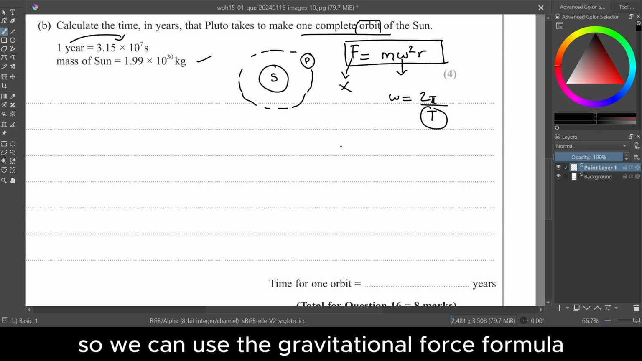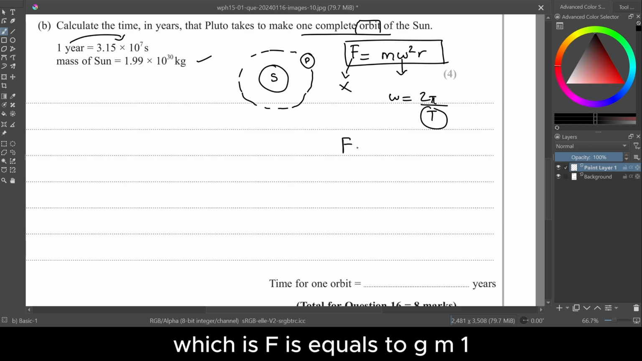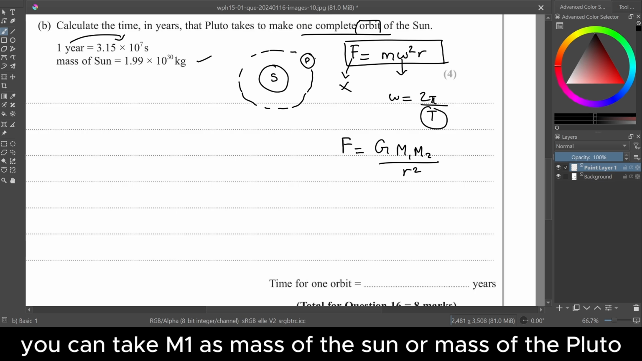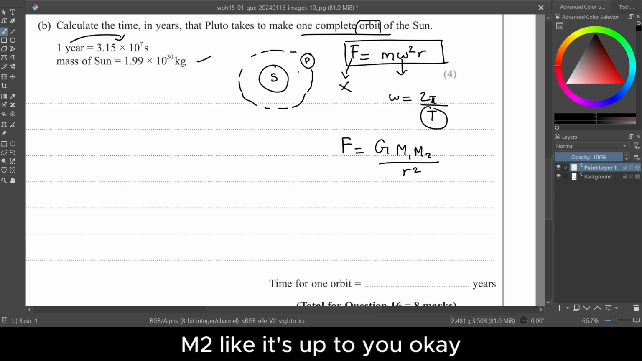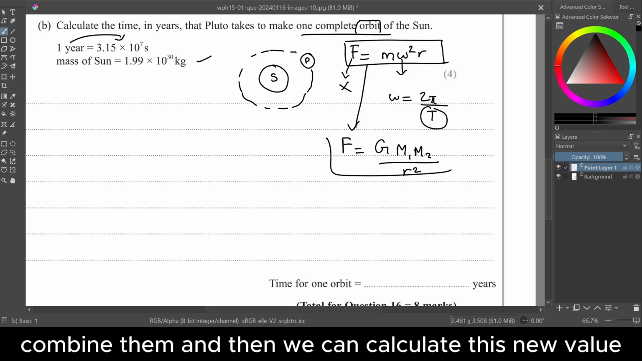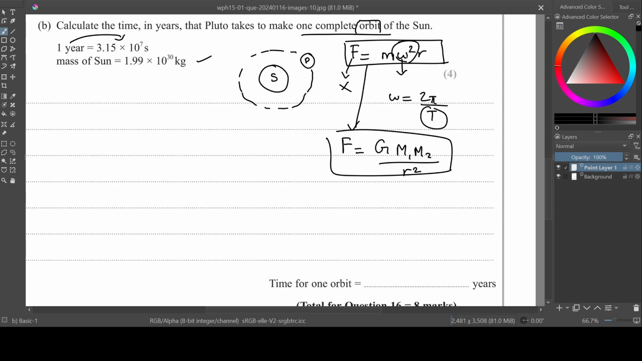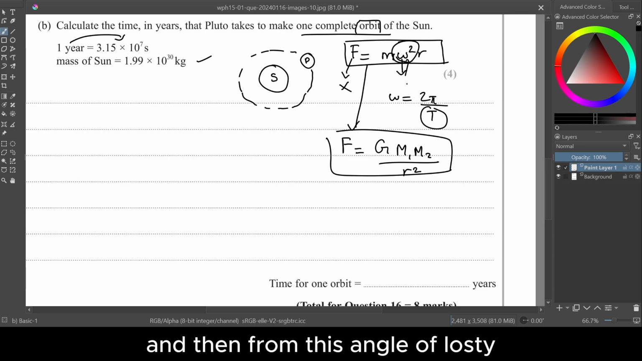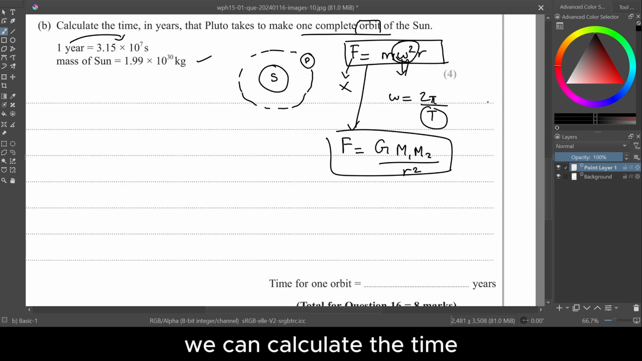So we can use the gravitational force formula, which is F equals G m1 m2 by r squared. Now, this m1 and m2 could be anything; you can take m1 as the mass of the Sun or the mass of Pluto, it's up to you. Now we can combine these two formulas and calculate the angular velocity, because we don't have that either, and then from this angular velocity we can calculate the time.